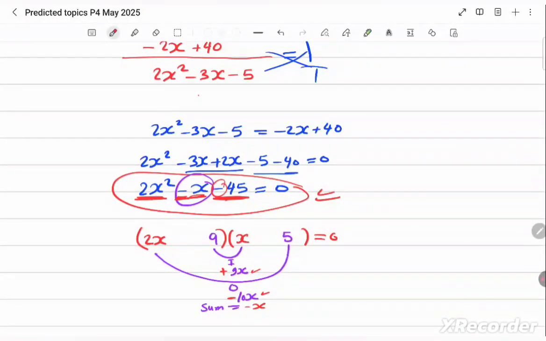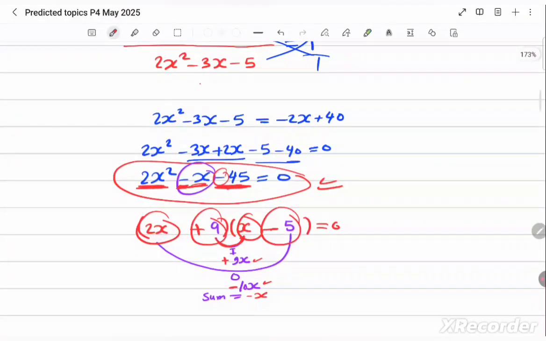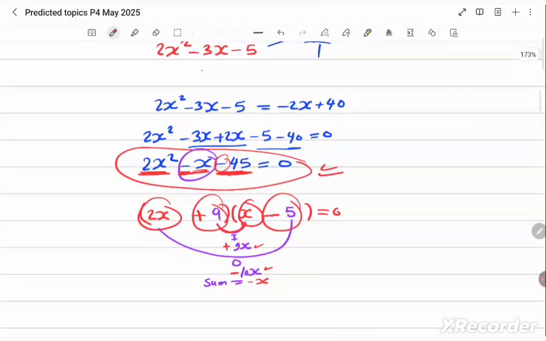So this part, like 5 times 2x, should be negative. So this one should be negative and this one should be positive. If you double check, 2x times x is 2x squared, and 9 times minus 5 is minus 45. And if you multiply what's inside and multiply what's outside and add them, it gives negative x. So we factorized this equation in the right way.